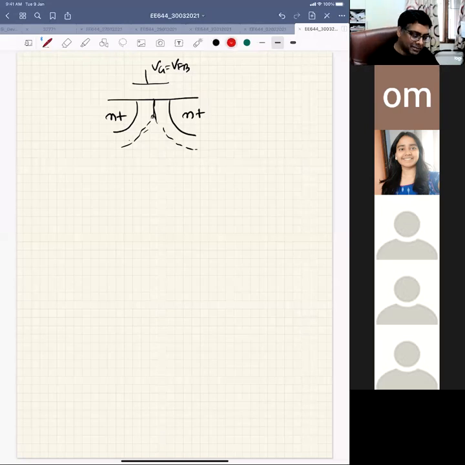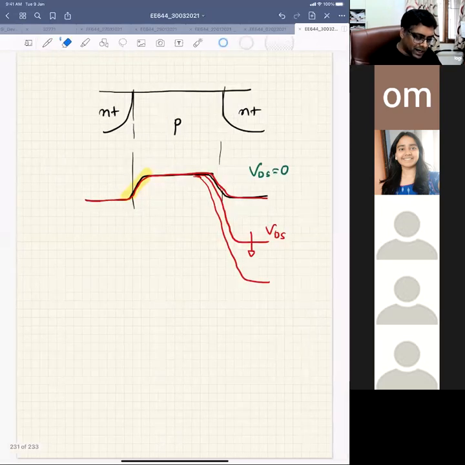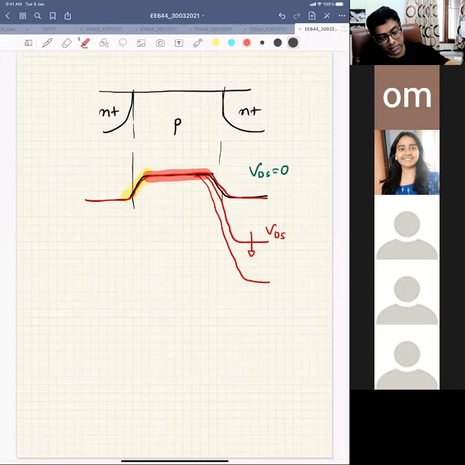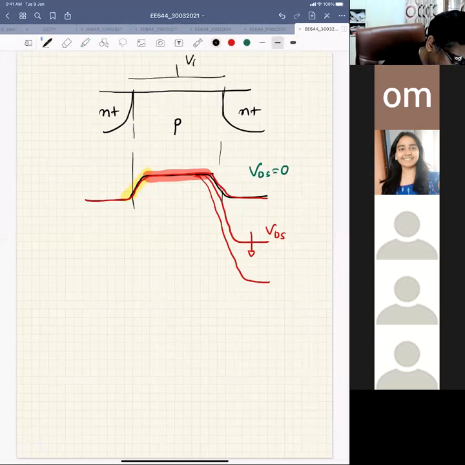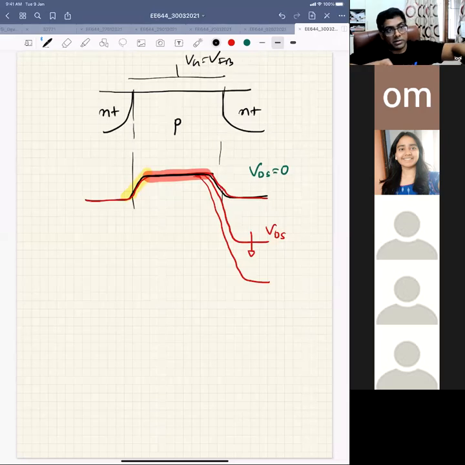How will you plot it in the band diagram? In the band diagram, you can clearly see it, right? See here, you have this part. This part is charge neutral, right? That means at Vg equal to VFB, when I'm giving Vg equal to flat band voltage, there is no potential. This portion is charge neutral. There is no charge, right?